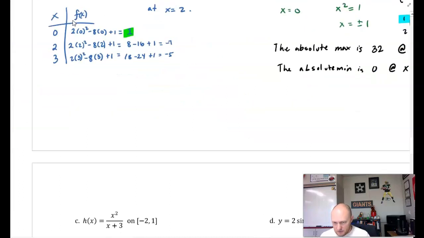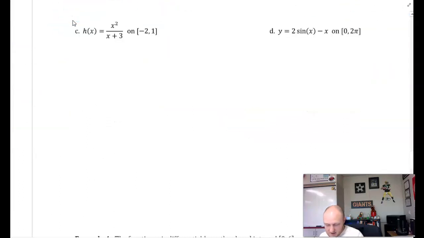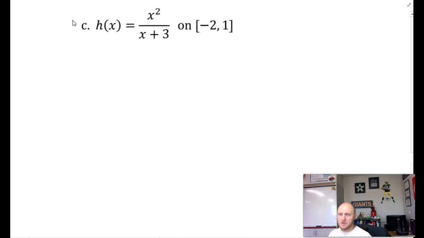Okay, next example. We have C. Find the absolute extrema of h of x, which is x squared over x plus 3. Okay, so I need to find my critical values. Those are part of my candidates. We're going to go ahead and take a derivative.